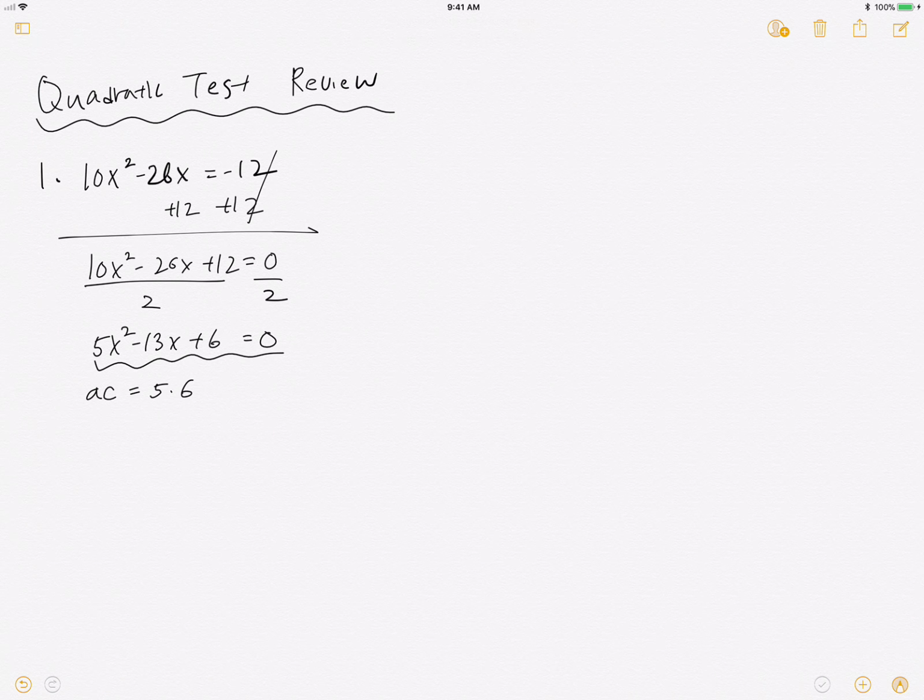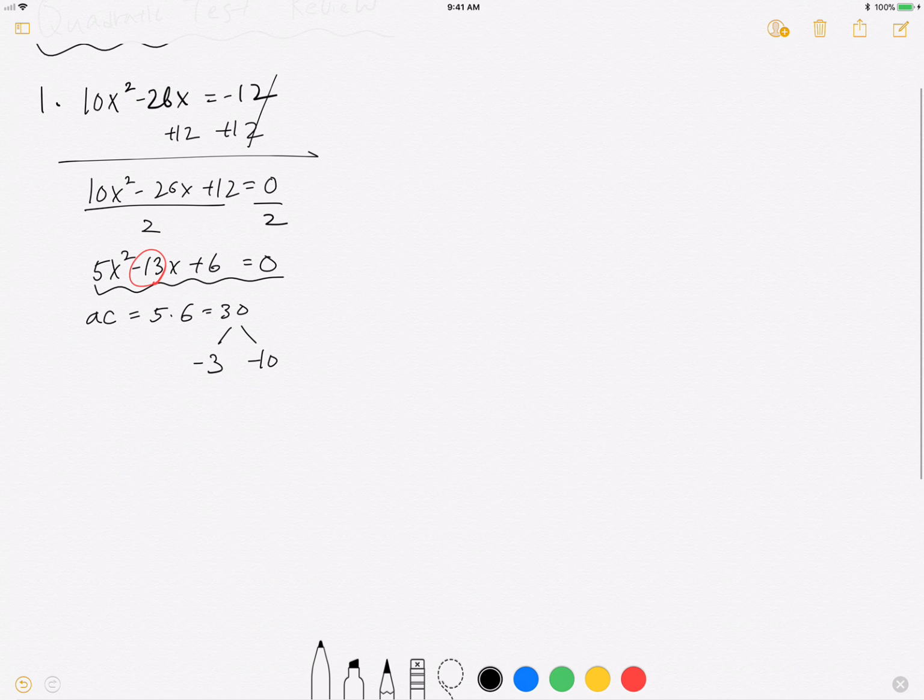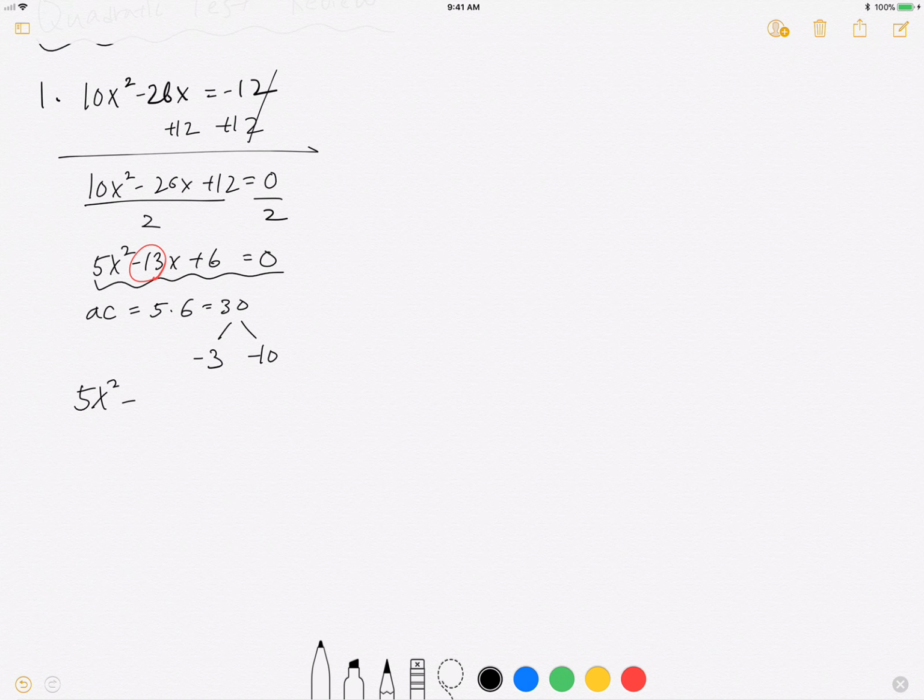So AC is 5 times 6, which becomes 30. And the two numbers that multiply to give you positive 30 but add to give you negative 13, because that's what we're looking for, are negative 3 and negative 10. So how would I arrange these? 5x squared minus 10x minus 3x plus 6 equals 0. And as you can see, these middle two terms go back to negative 13x.